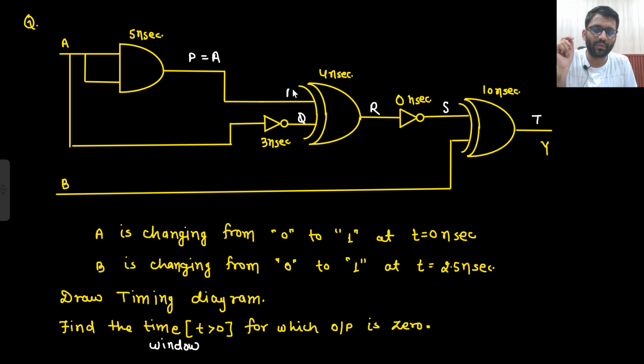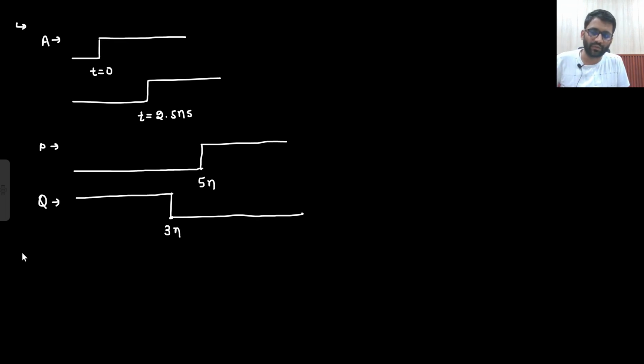Now what I need to do? XOR of these two. So XOR of these two. P XOR Q. So first I will do the XOR. So this is 1, this is 0. So 1 I will get. Then 0 XOR 0, 0 I will get.